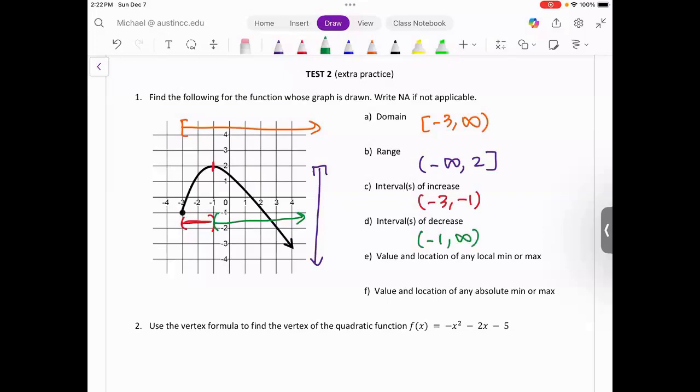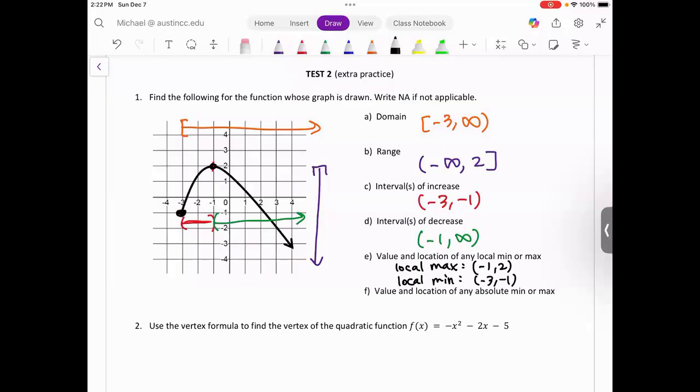Okay. Now, local max and mins. We know we have a max up here at the top. Its location and value: it's located at -1 with a value of 2. And then we also have a local min down here. That one is at -3, -1.